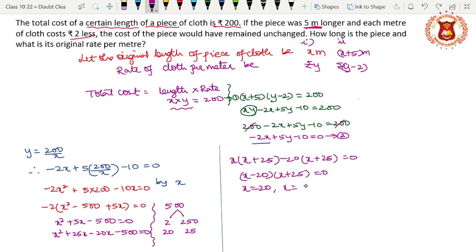We ignore this minus 25 solution because length can't be negative. Since x is length here, right? Length can't be negative, right? Therefore length of cloth is what now? Length of cloth is equal to 20 meters, right?